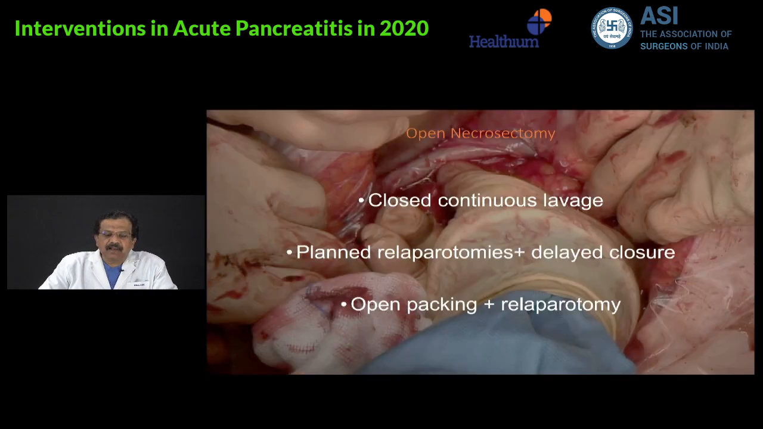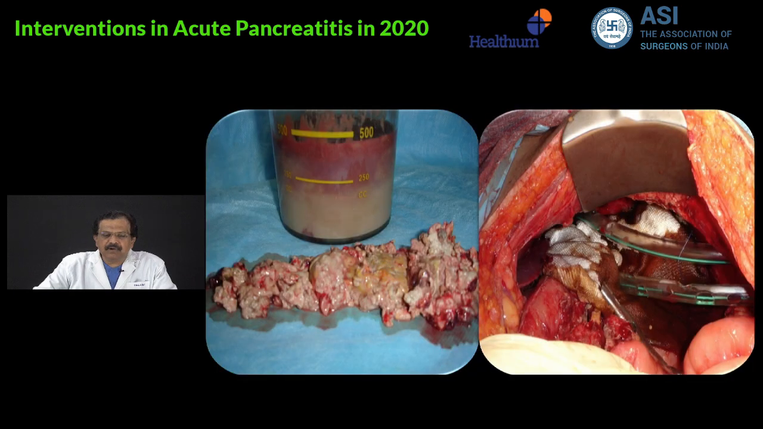And what we do is either a closed continuous lavage, planned re-laparotomies or delayed closure, or we practice open packing or re-laparotomy. The most common procedure that is practiced is the closed continuous lavage. This is what it means: you do this entire necrosectomy, you let out all the fluid and necrosum, and then you put these two drain tubes which are used to irrigate and let out the fluid in the post-operative period.